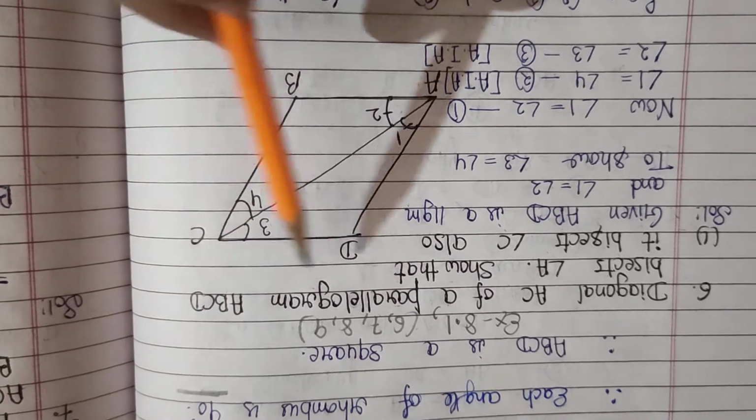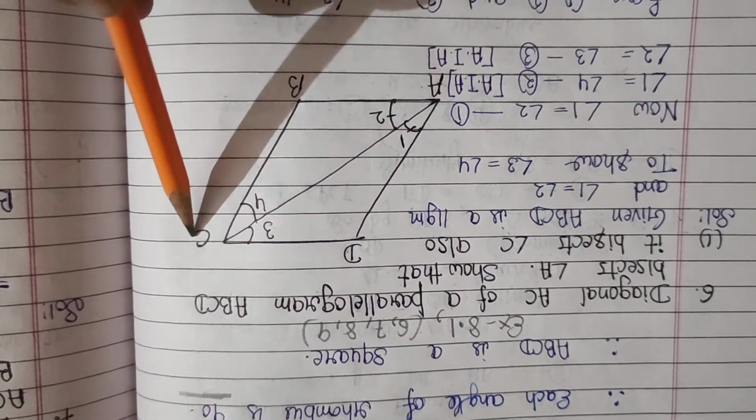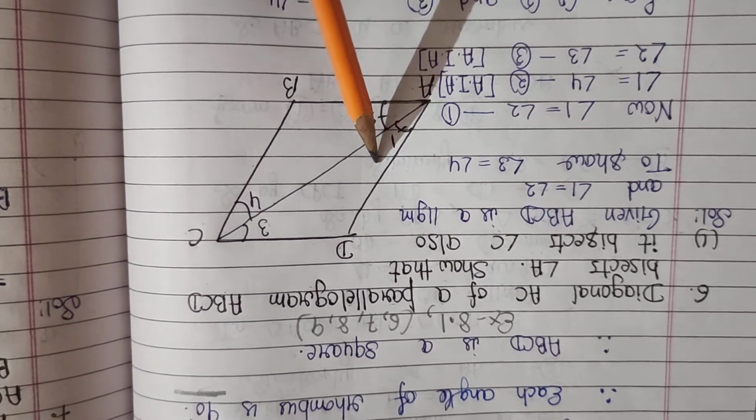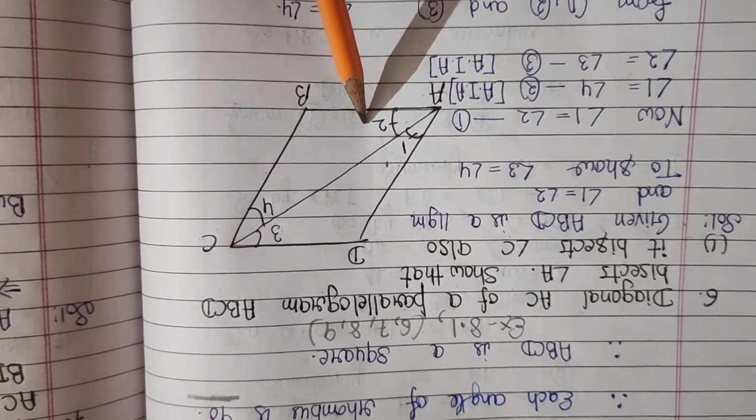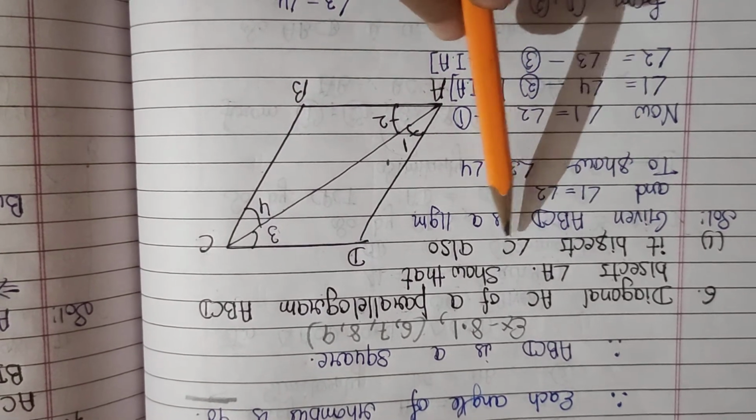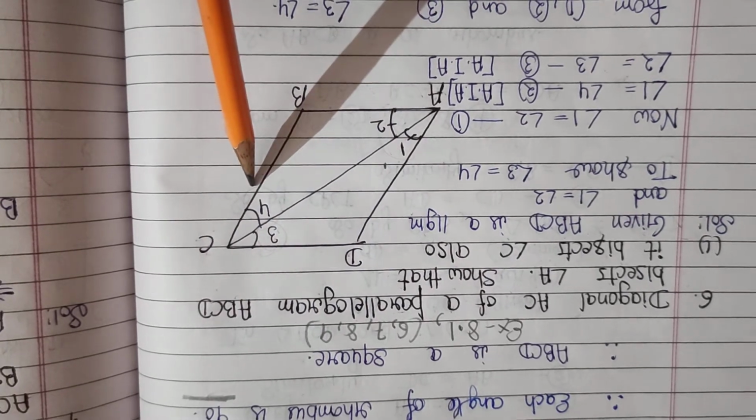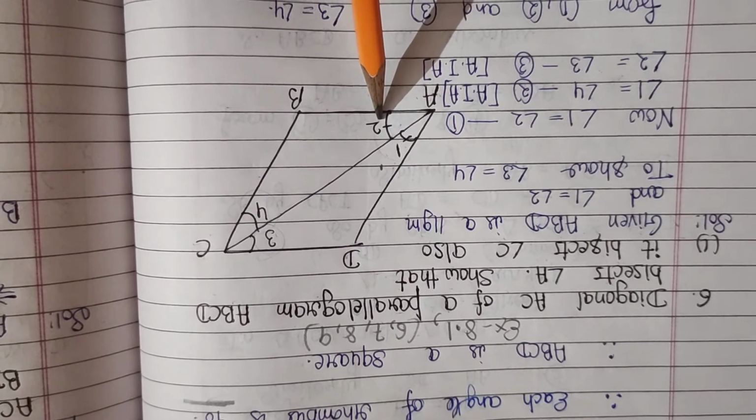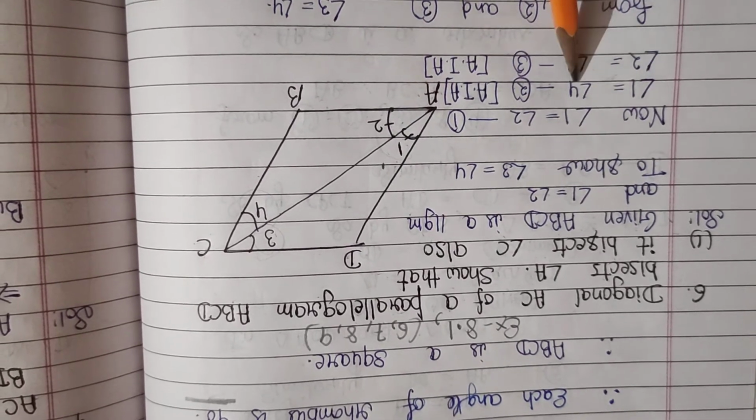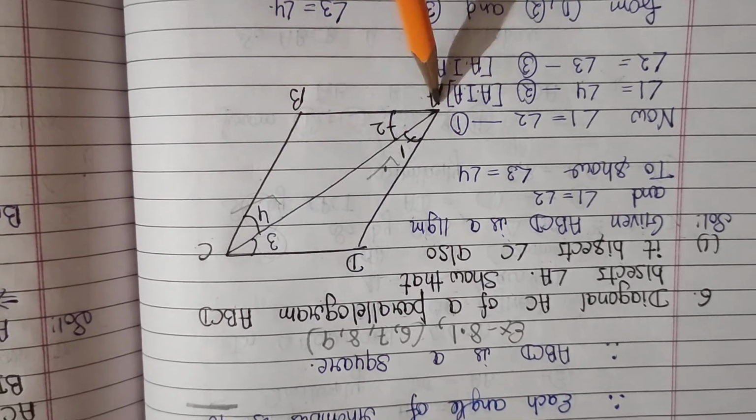Now ABCD is a parallelogram and diagonal AC bisects angle A. It means angle 1 is equal to angle 2. And we have to show that it bisects angle C also. It means you have to prove angle 3 is equal to angle 4. Now angle 1 is equal to angle 2. It is already given to us. Angle 1 is equal to angle 4.